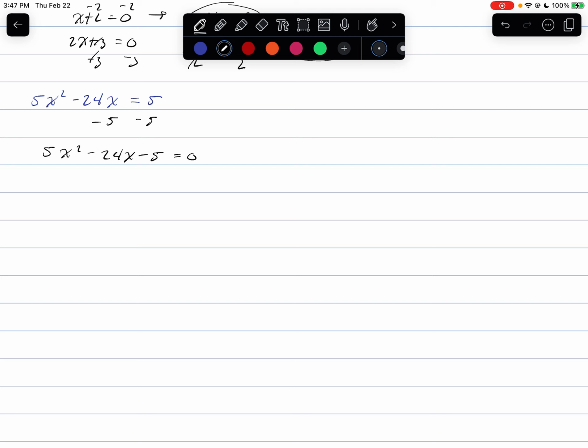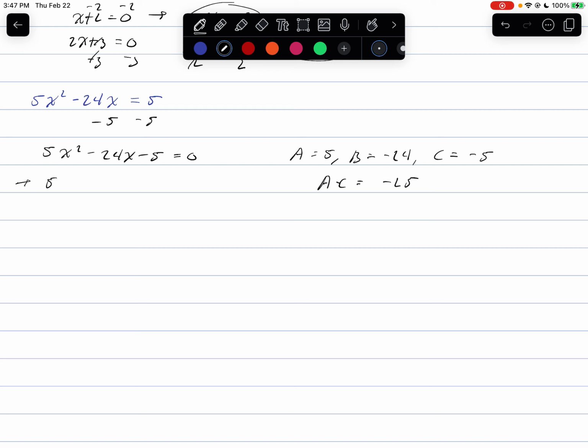Okay, and so now, looks like probably the AC method is the way to go. So we have A is equal to 5, B is equal to negative 24, and C is equal to negative 5. We also have AC, A times C, is equal to 5 times negative 5, so we get negative 25. Now we need to find two numbers that multiply together to give us negative 25 and add together to give us negative 24. So I am thinking negative 25 and 1. Negative 25 times 1 is negative 25, and negative 25 plus 1 is negative 24.